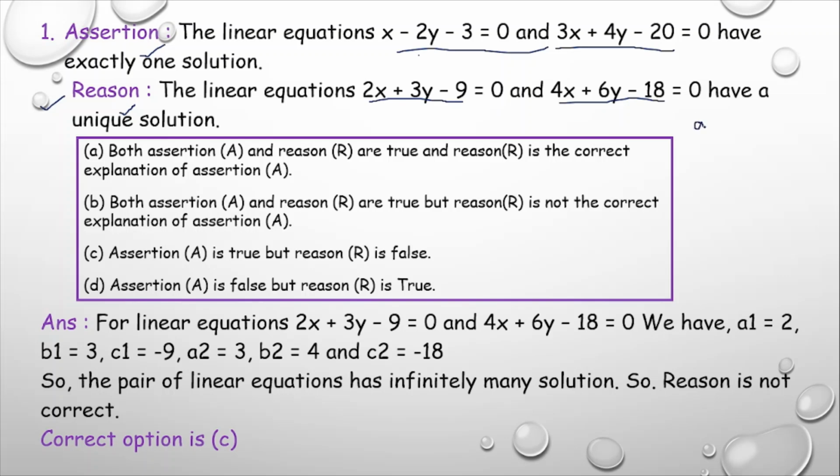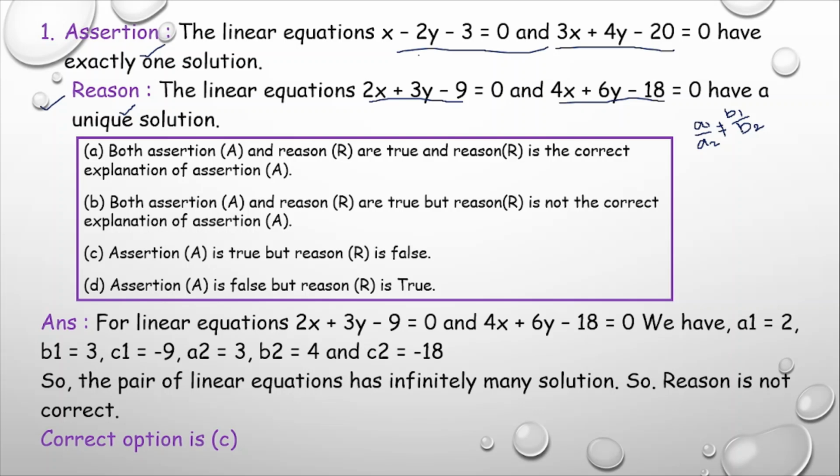We all know the first pair of coefficients, a1 by a2, is not equal to b1 by b2. This is the condition for a unique solution. We all know unique solution means the ratios of the first two pairs of coefficients are not equal.